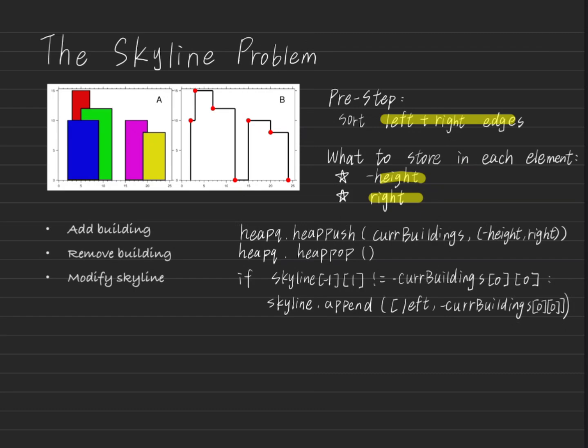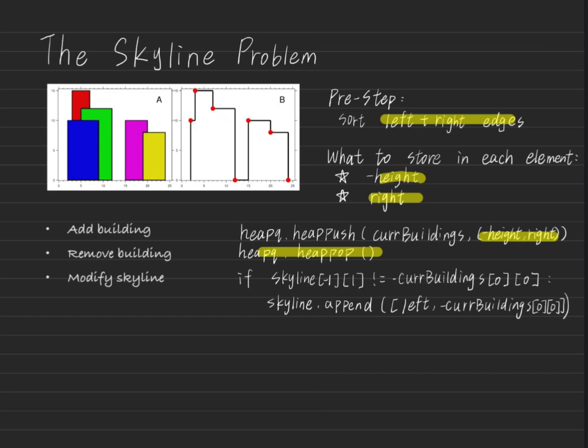So to add a building, we push negative height and right to the heap, and to remove a building, we pop. Note that this will only pop the top element from the heap, but that is okay, because only the top element will affect our skyline result. As long as the expired building is not the top element, we can delay its popping.